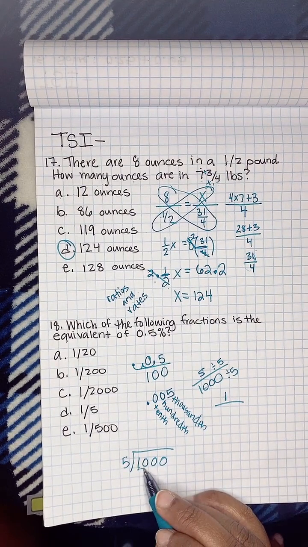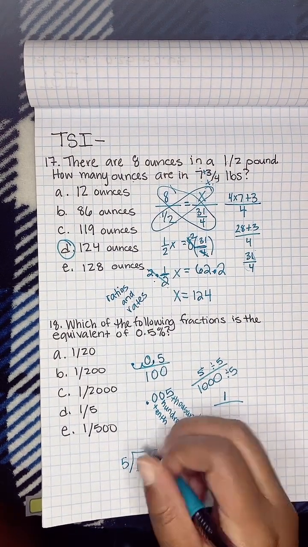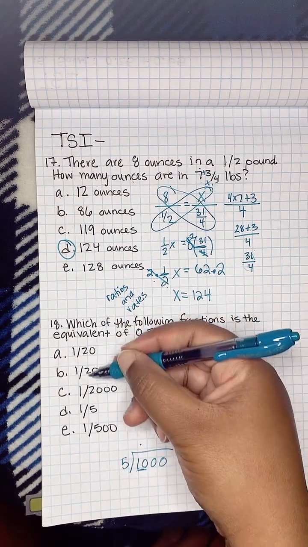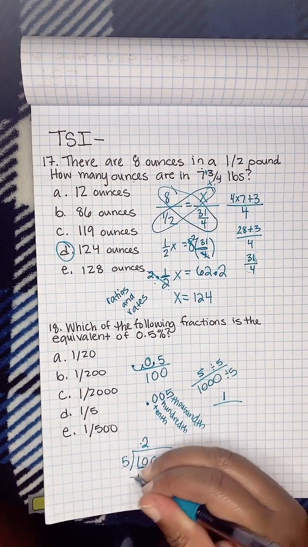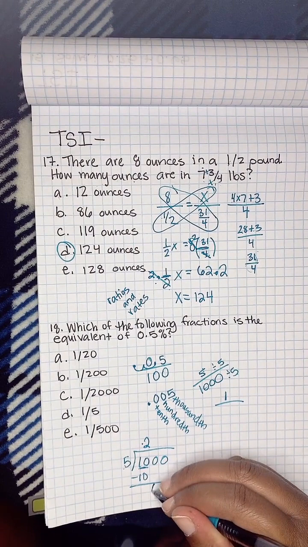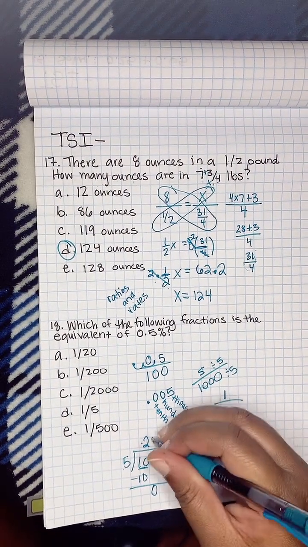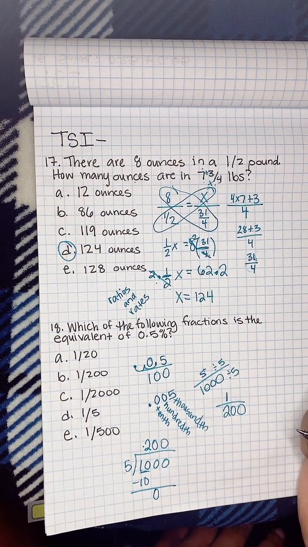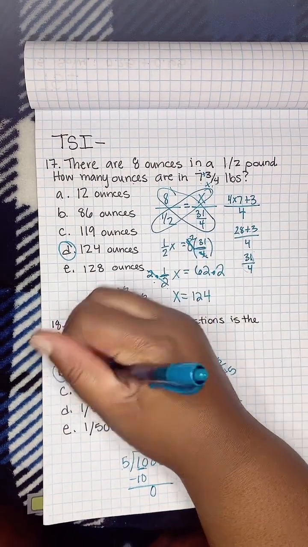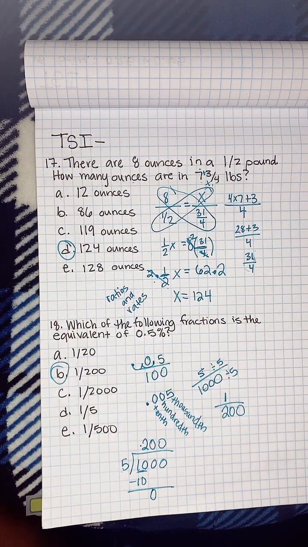Okay. So look at here, 10. So 5 goes into 10. We don't have to guess because they gave us the numbers here. 2. And 2 times 5 is 10. And then we just subtract, and then we have these zeros. So it's 200. Yep. So B is our answer.